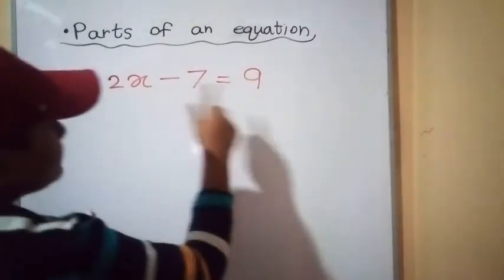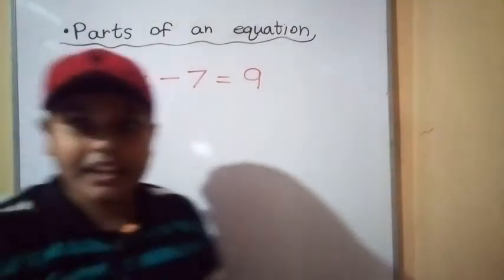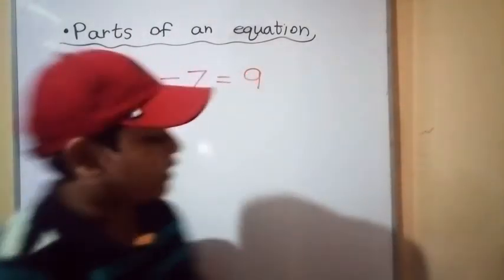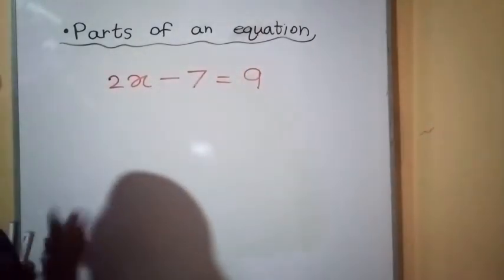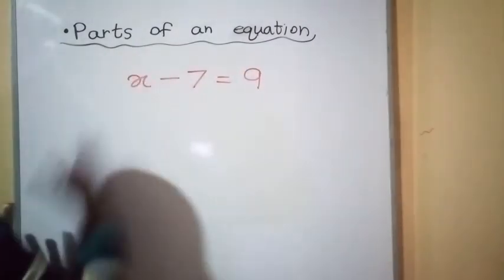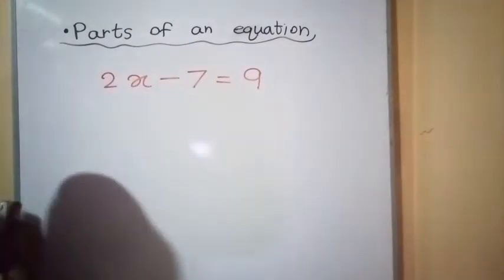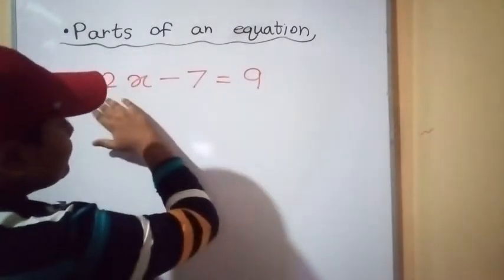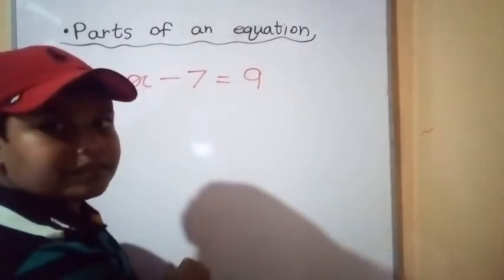Right? 2x subtract 7 means 9. Now I give the parts of this. Now let's do this to the parts. Now they are consisting of the parts. Now let's fill this one. Right?